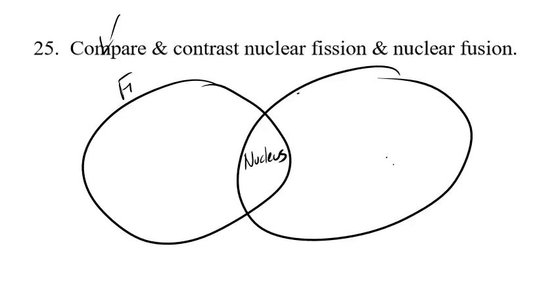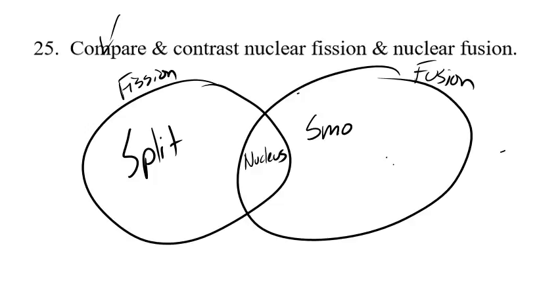For fission, we split. Even Ted knows that. In fusion, the elements are smushed together, or fused.